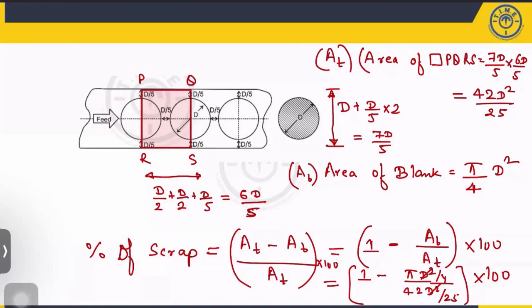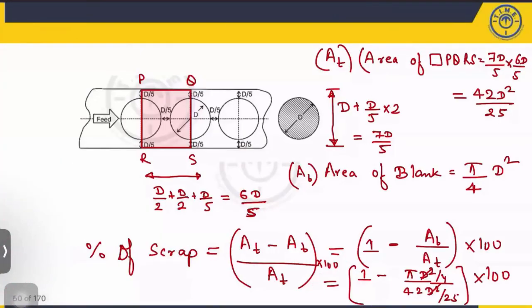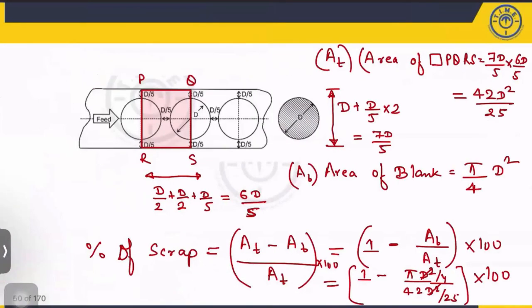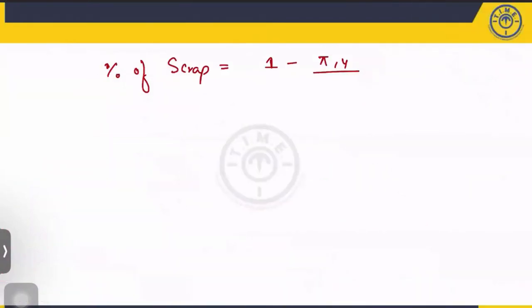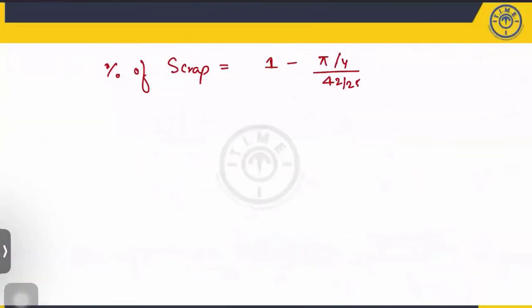Anyone got the answer? Or do I have to solve? What is the percentage of scrap? The percentage of scrap is 1 minus pi by 4 divided by 42 divided by 25, into 100.